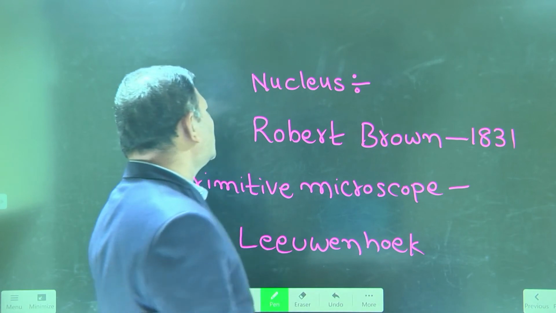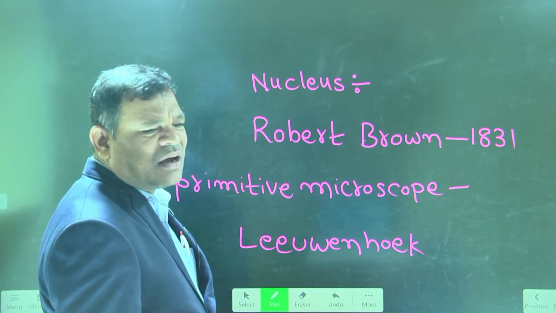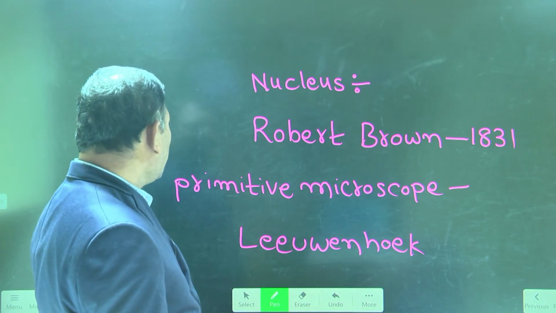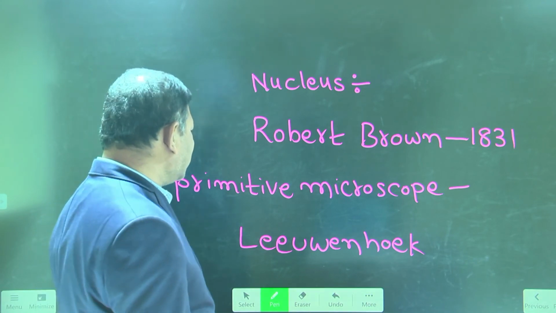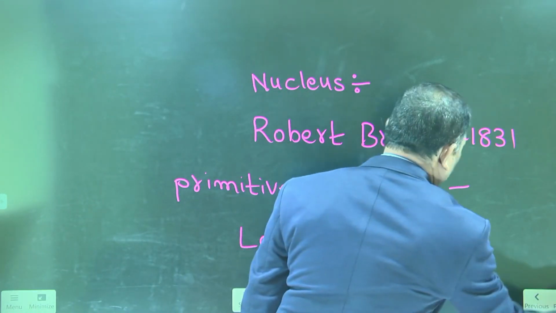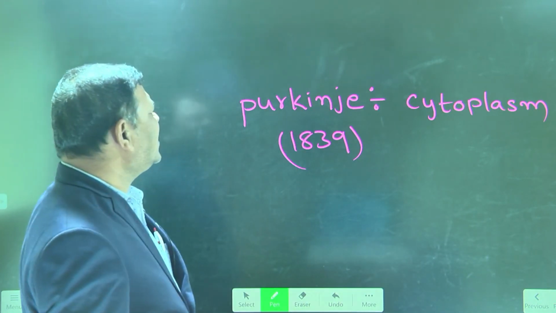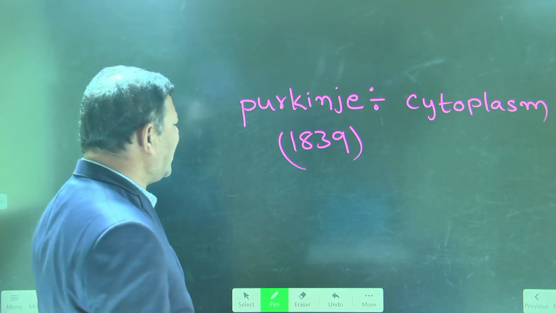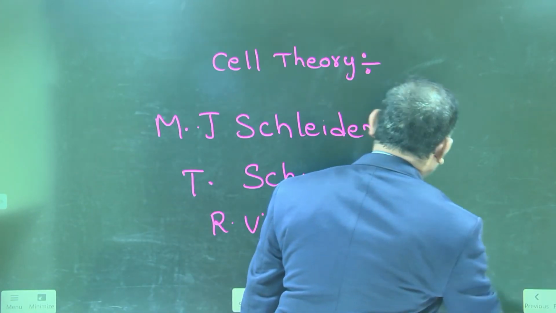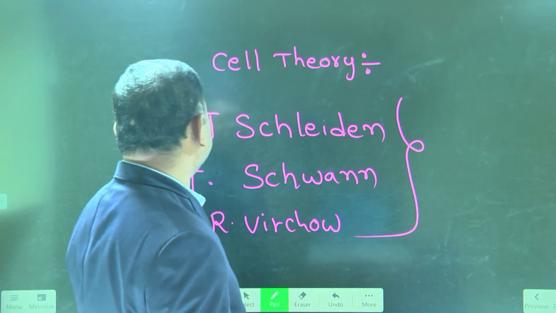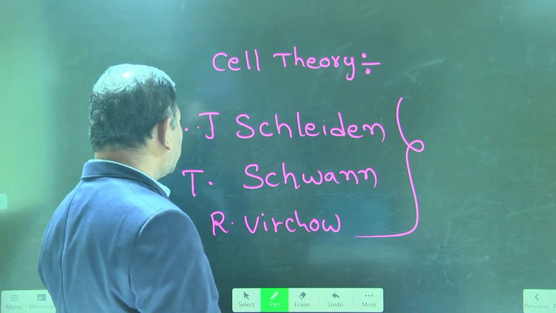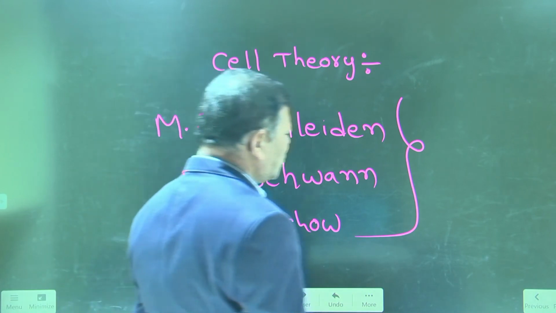Next, nucleus was discovered by Robert Brown in 1831. This primitive microscope was discovered by Leeuwenhoek. Purkinje gave the name cytoplasm in 1839. Next, cell theory was given by Matthias Jacob Schleiden, Theodor Schwann and Rudolf Virchow.